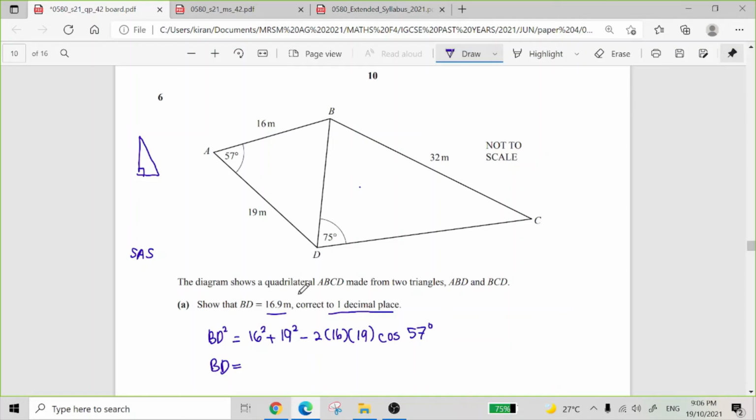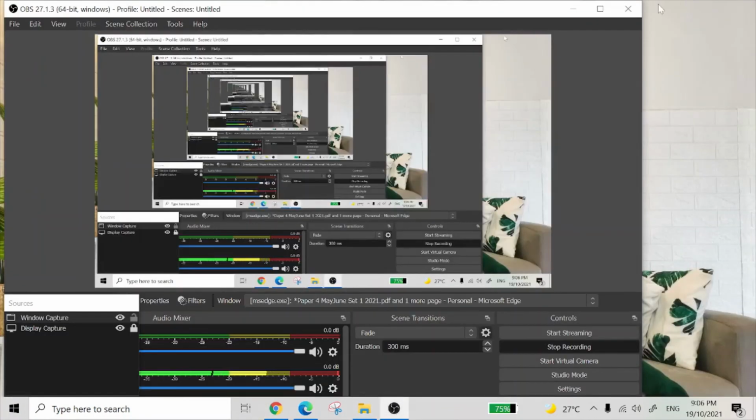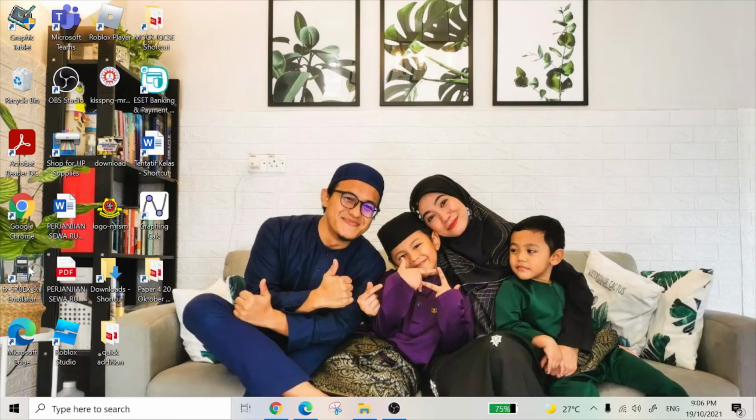We have BD here is equal to square root of 16 square plus 19 square minus 2 times 16 times 19 cos 57. And then we get the value for BD. Okay, 16.9. Okay, so make sure that you know to use a calculator. Let me show you to use a calculator.